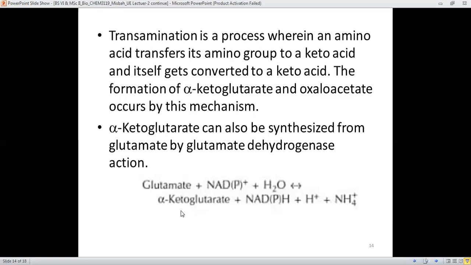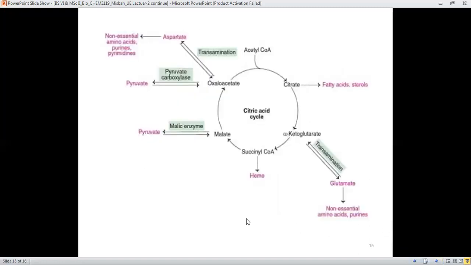Next is alpha ketoglutarate. It can also be synthesized from glutamate. You have seen alpha ketoglutarate appear in the cycle, and definitely the enzyme glutamate dehydrogenase is responsible for the conversion of glutamate to alpha ketoglutarate. All these reactions are responsible for filling up of intermediates for the TCA.